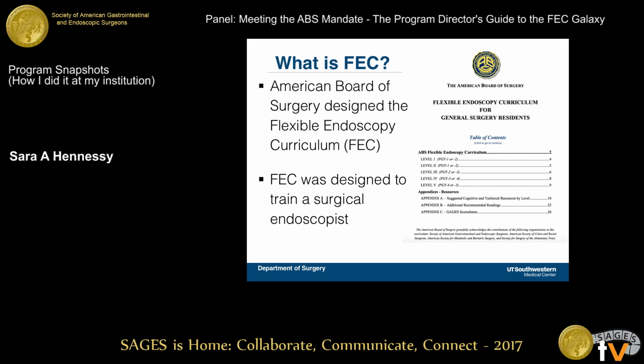I thought, this has been stated before, but it'd be a good review to understand how we implemented the FEC into our residency program, is to really understand what FEC is and what the American Board of Surgery is trying to achieve in their goals and objectives.